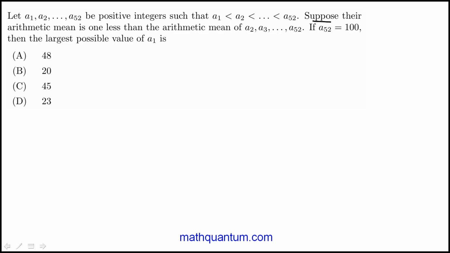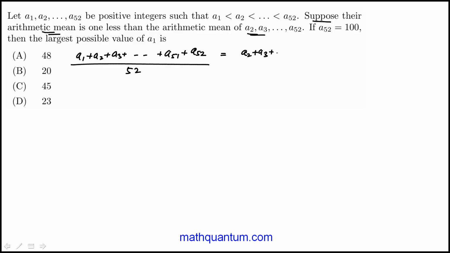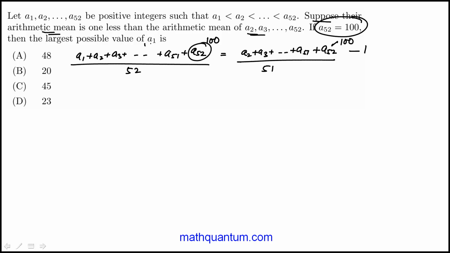So here I'll directly write this expression, which is the arithmetic mean of these 52 numbers. And I always like to write it out descriptively: up to a51 plus a52, divided by 52, is 1 less than the arithmetic mean of a2 plus a3 all the way to a51. I'm separating those two out, and these are 51 numbers, 1 less. Now a52 is already given to us. That's 100. And my interest is in a1.